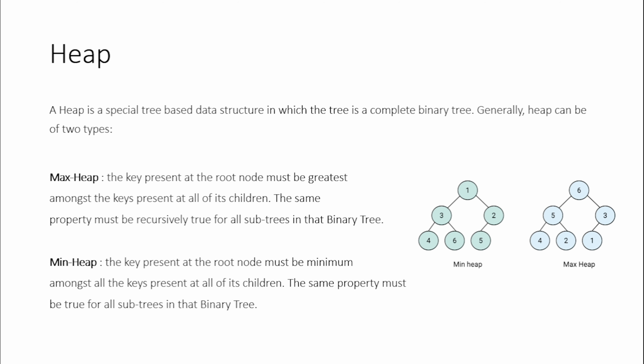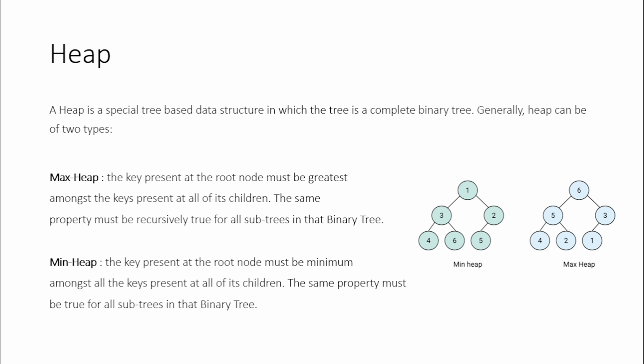Next we have heap. A heap is a special tree based data structure in which the tree is a complete binary tree. Generally, heap can be of two types: max heap and min heap. In max heap, the key present at the root node must be greatest amongst the keys present at all of its children. The same property must be recursively true for all subtrees in that binary tree.